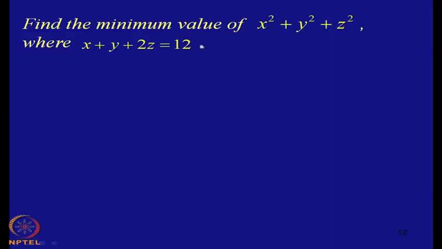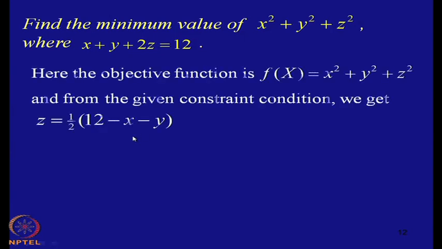As I said, step 1 in the method of direct substitution is that from the one constraint we have, we will make the objective function in terms of 2 variables only, that is, n minus m variables will be involved. How to do it? Just see, from the constraint x plus y plus 2z is equal to 12, z can be expressed in terms of x and y, then it will be half of 12 minus x minus y.